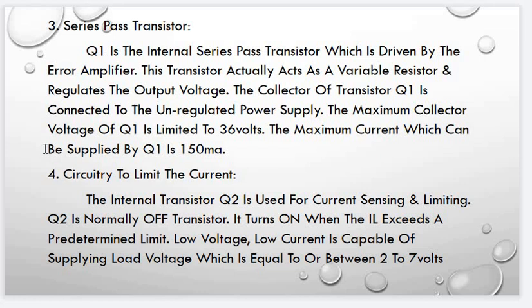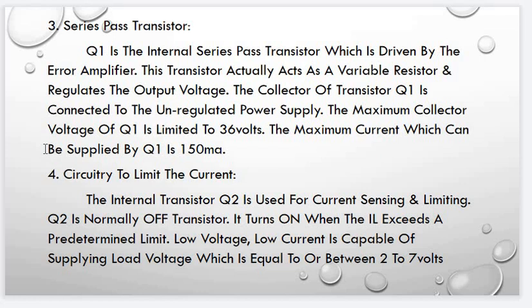The circuit to limit the current. The internal transistor Q2 is used for current sensing and limiting. Q2 is a normally off transistor. It turns on when the load current exceeds a predetermined limit.